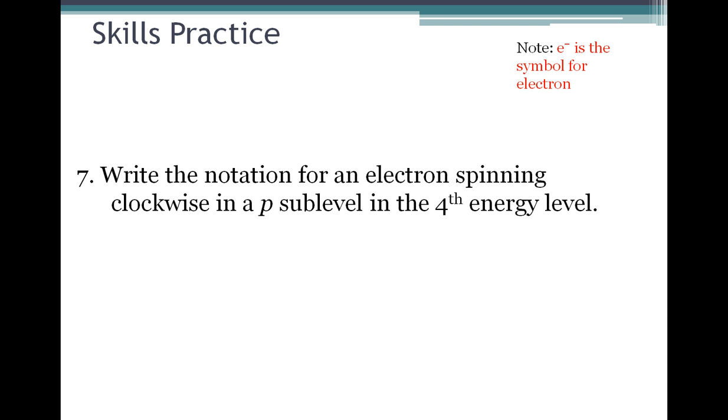And then for number 7, write the notation for an electron spinning clockwise in a P sublevel in the 4th energy level. So you would do a 4 for 4th energy level. It's in the P sublevel, so you put a P, and the P sublevel has 3 orbitals, so 3 lines, and clockwise would be the arrow pointing upward.